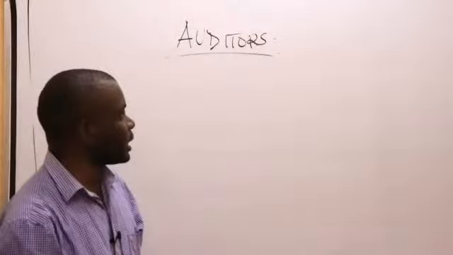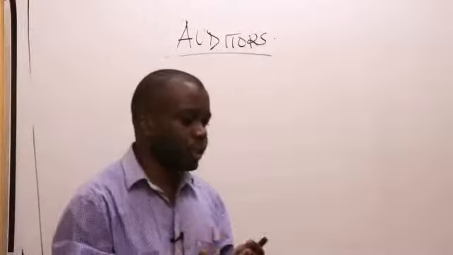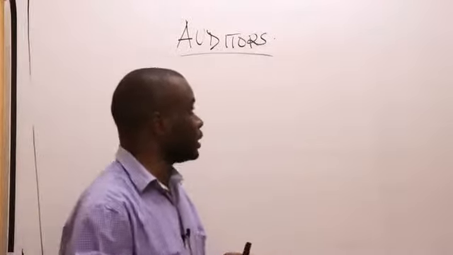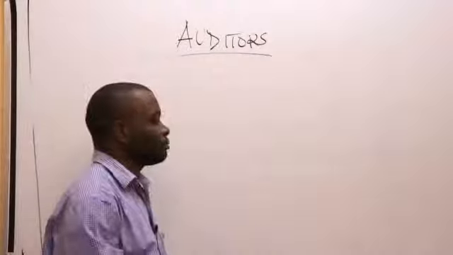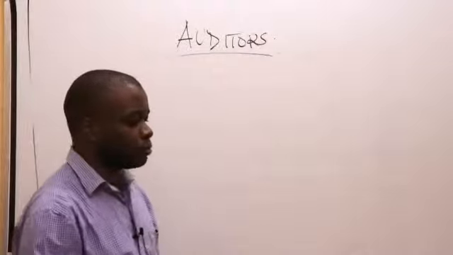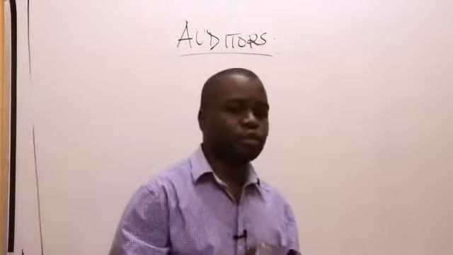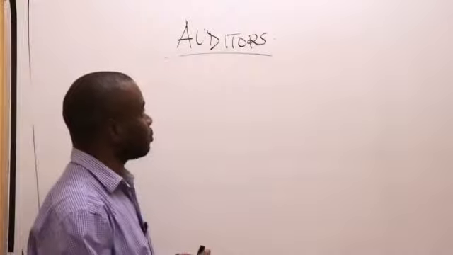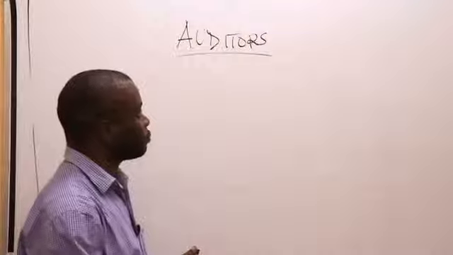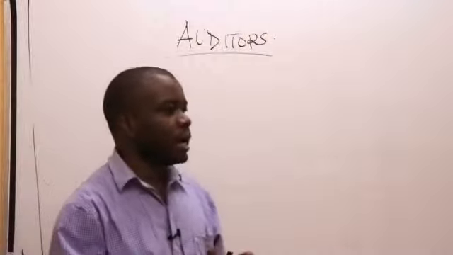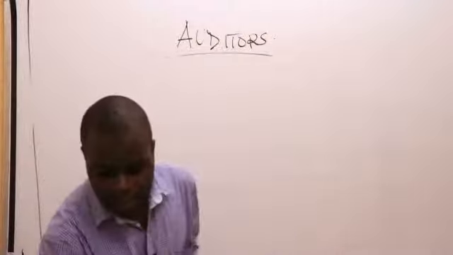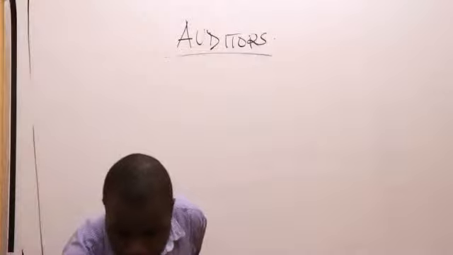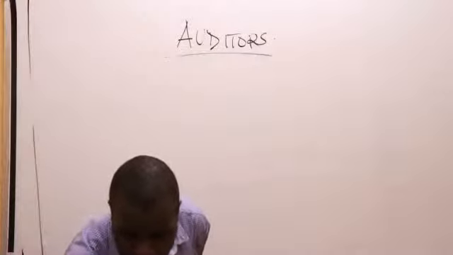The process ensures that he has ascertained whether he's independent or not. So there are professional requirements that he must be able to meet, for example, integrity. If he fails to meet those requirements, then of course he won't be able to serve as an auditor of the company. So we can look at how he's appointed.